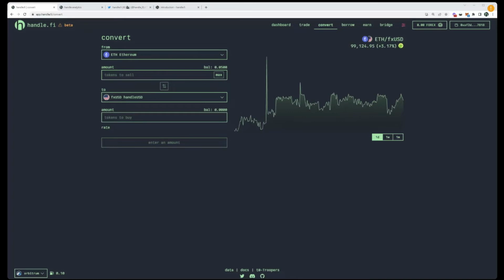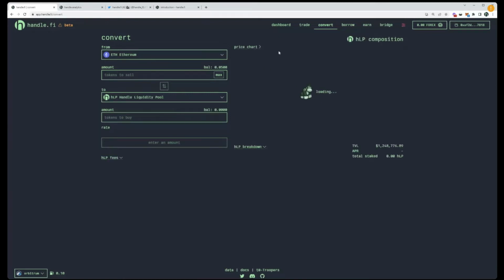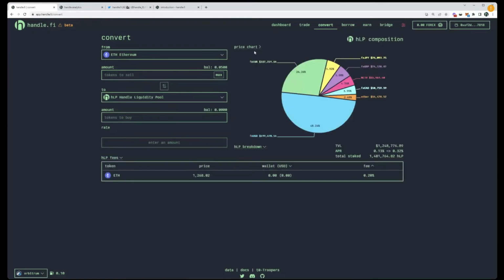I was just going to show HLP. So you'll see here HLP, the composition is such whereby you've got about 48% in USD, 26% Euro, the rest in JPY, GBP, a bit of ETH, CAD, and other stablecoins. So that gives LPs a certain type of exposure that we think would be attractive to global investors.